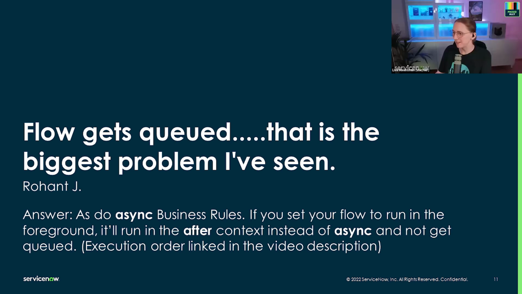That's awesome. Thank you. So if you compare flows with business rules, the ones that get queued would be similar to async business rules. So async business rules would be queued just the same way that the flows will be today. Similarly, if you configure your flow to run in the foreground or synchronously, then it would be just like an after business rule and would run faster than the async version.